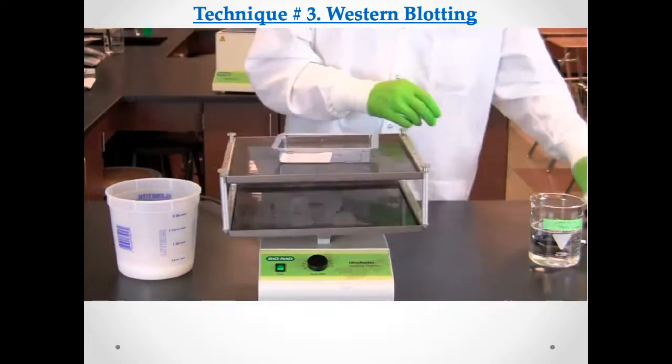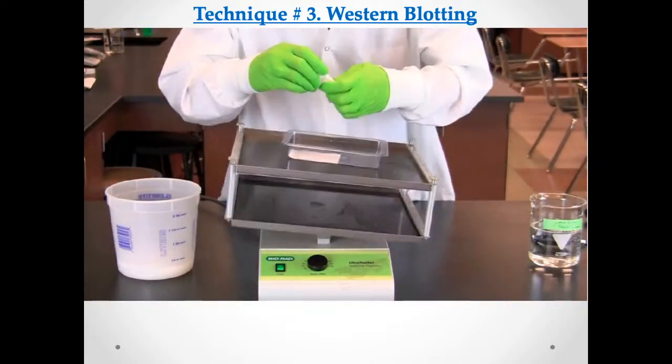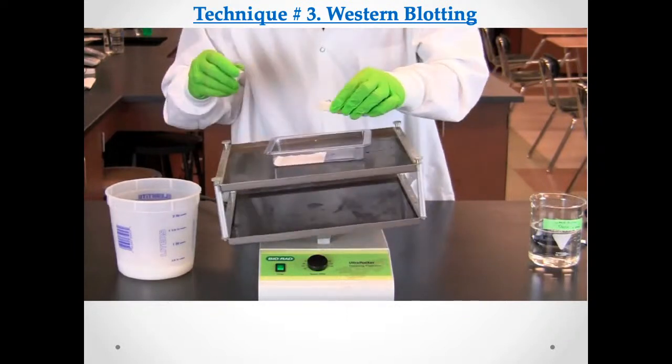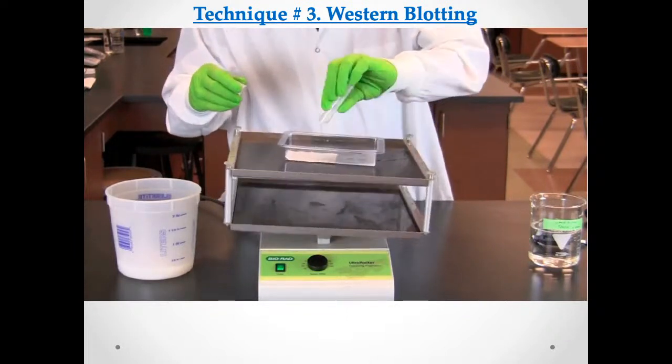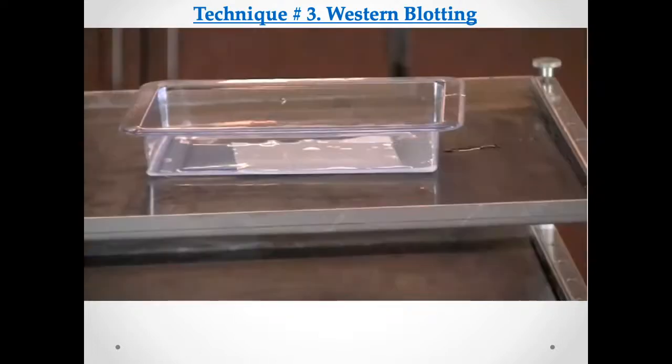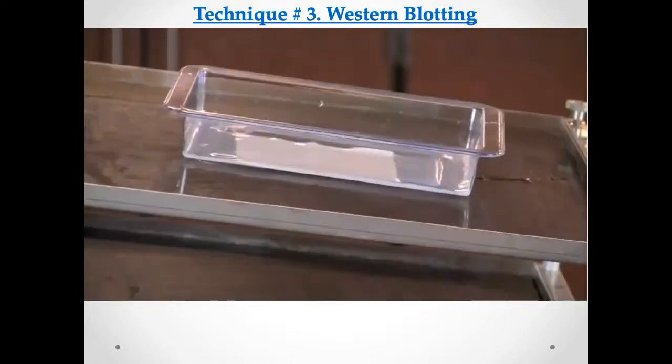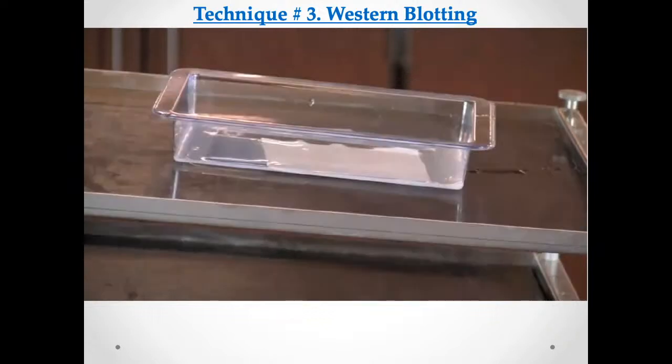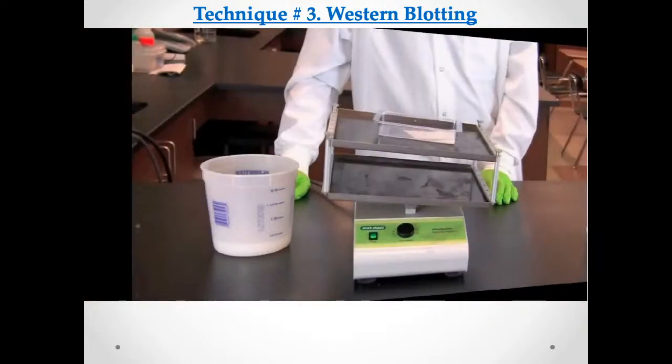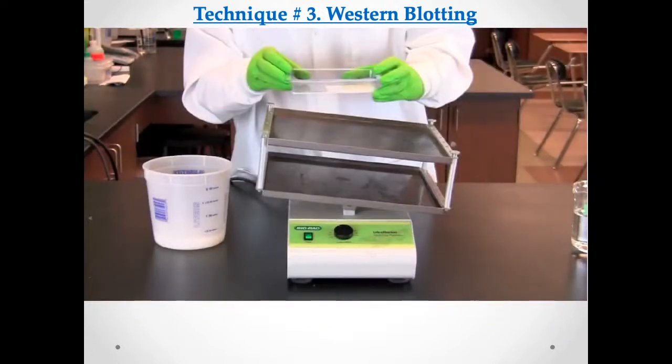Add 10 milliliters of secondary antibody and incubate the membrane for 5 to 15 minutes on the rocking platform at a fast speed. Pour off the secondary antibody.